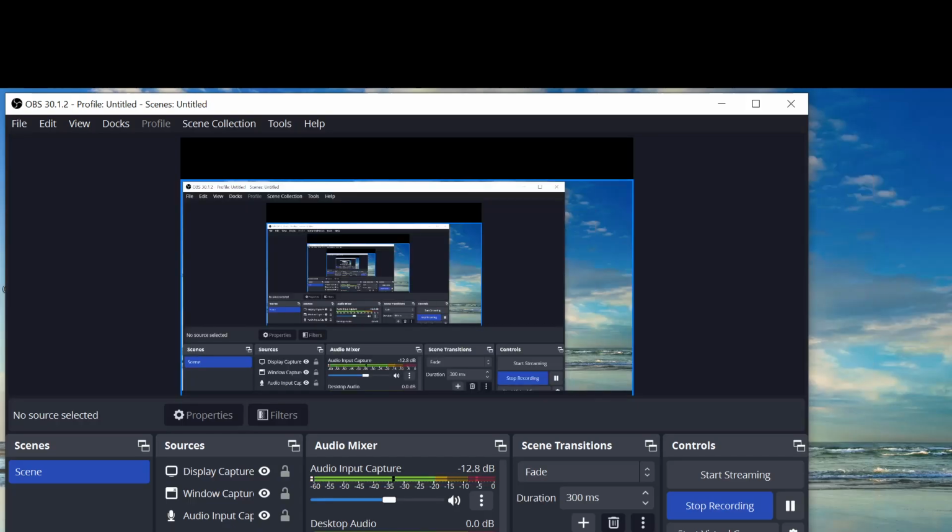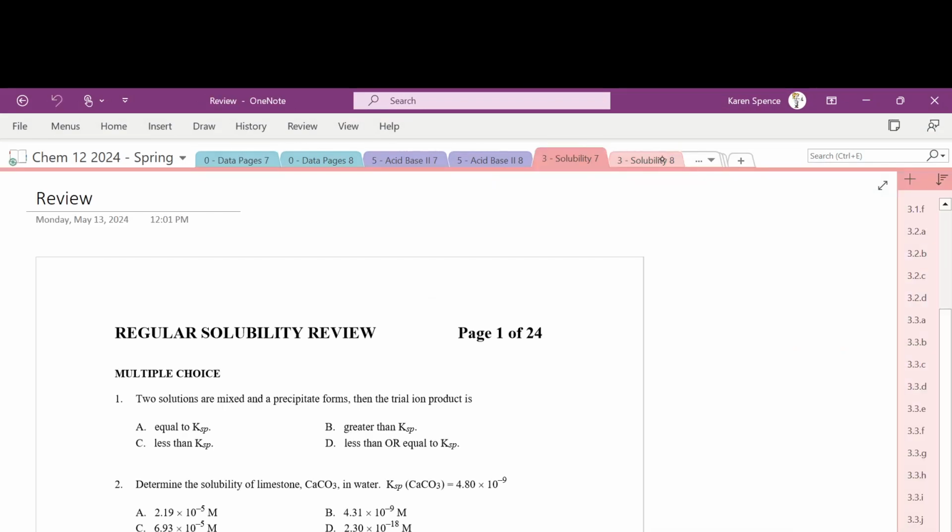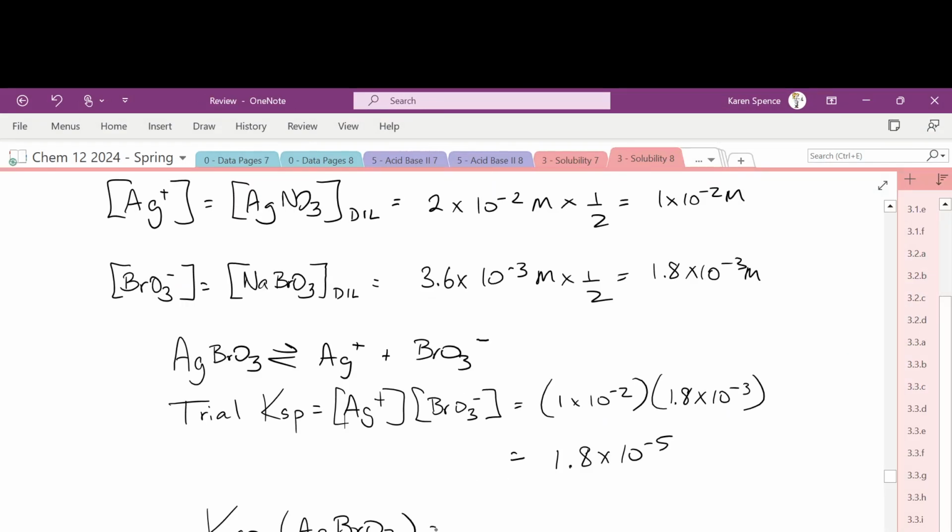What did I do before? Oh, I'm confused now. It's okay, we'll sort it out. (5.3 times 10 to the negative 5). That's so weird. I swear I did this question before and got something different.